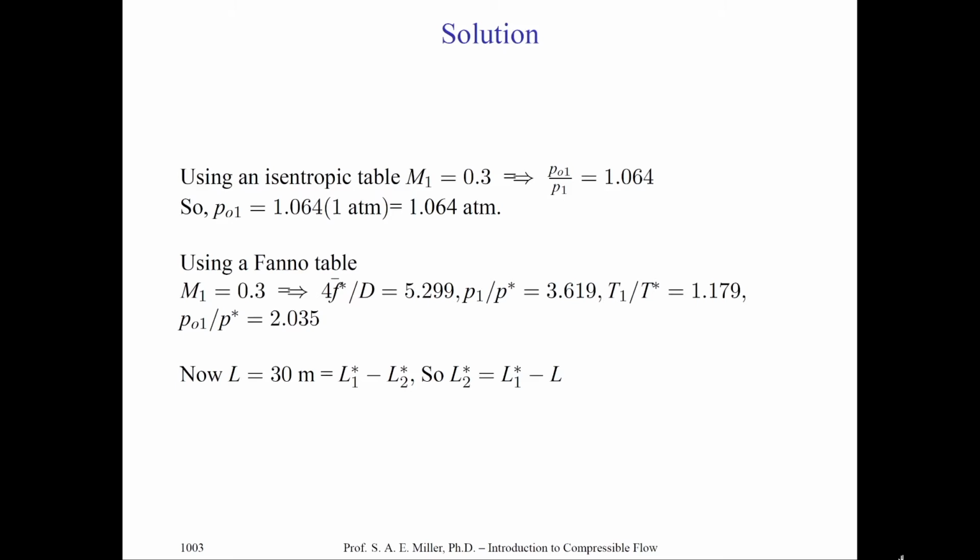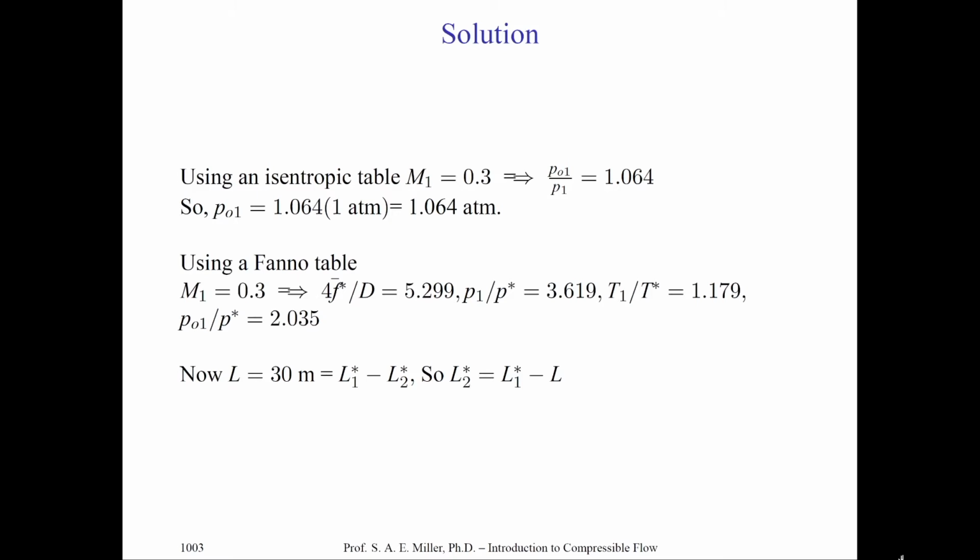You'll then find, with the critical conditions of Fanno flow, P1 over P star of 3.619, T1 over T star of 1.179, and P01 over P0 star is 2.035. All from one table lookup. Try it yourself now. Now remember, our length of the pipe was 30 meters.